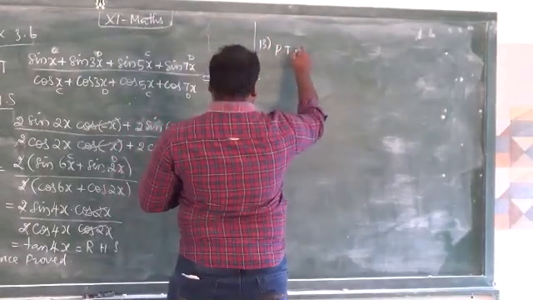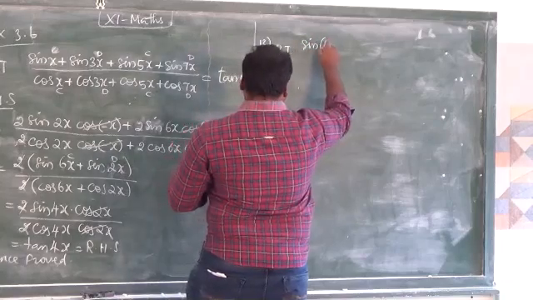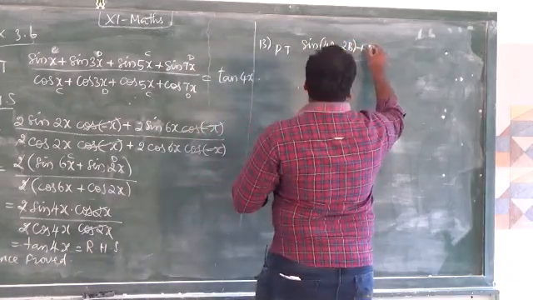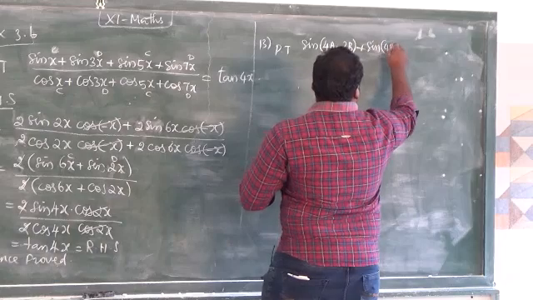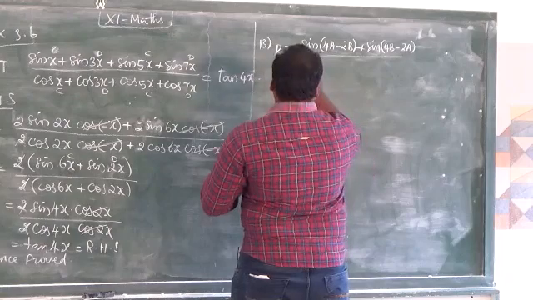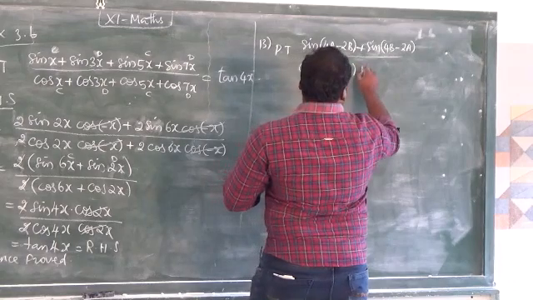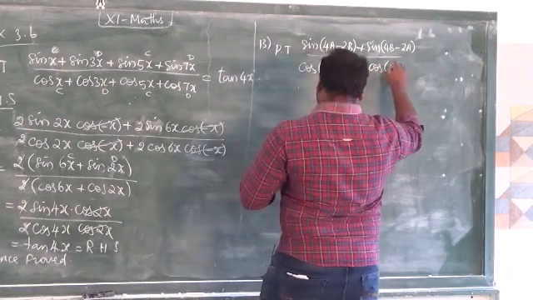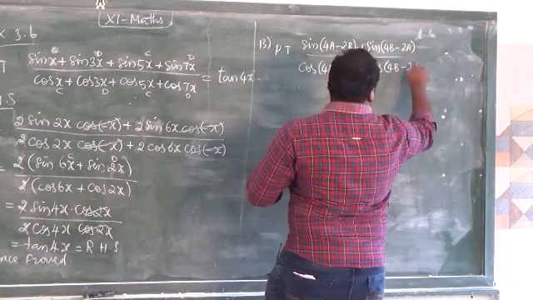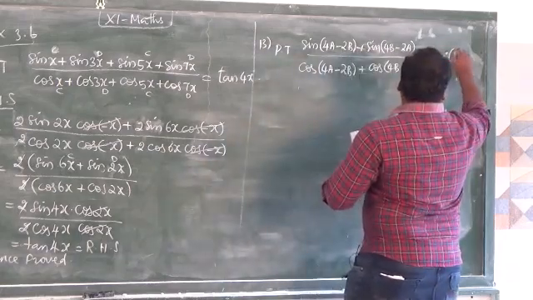Prove that sin(4a minus 2b) plus sin(4b minus 2a), divided by cos(4a minus 2b) plus cos(4b minus 2a), equal to tan of (a plus b).